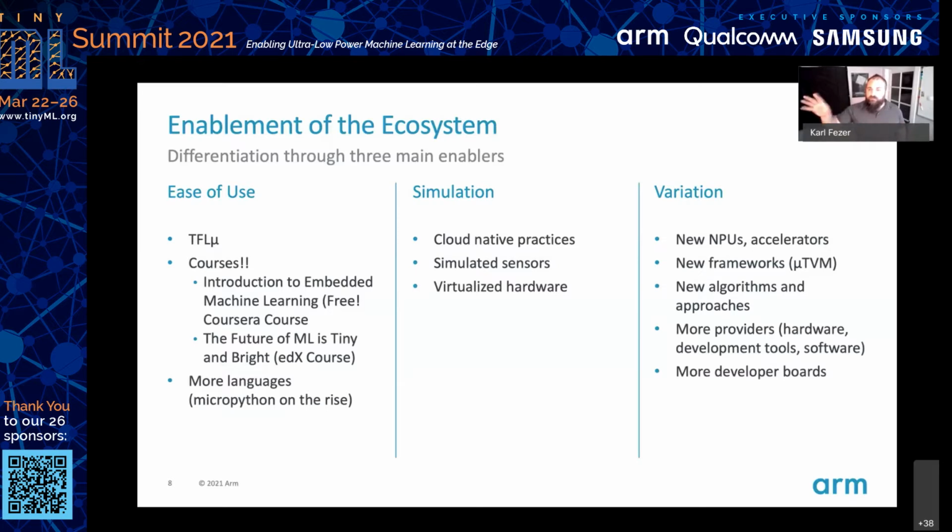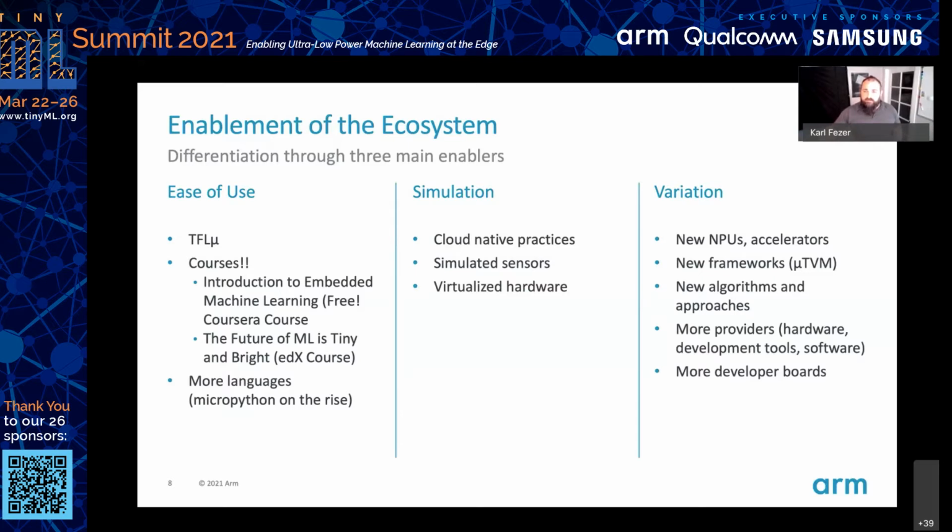Variation is the other one. This is kind of that diversity that I mentioned with the metaphor of the reef. So there's new NPUs, new accelerators. We just saw BrainChip talk. That's awesome. I like seeing different approaches to all the same problem, mostly because not everybody thinks the same way and not everybody develops the same way. So wherever you're coming from, there's probably now an answer for you to get started with tinyML.